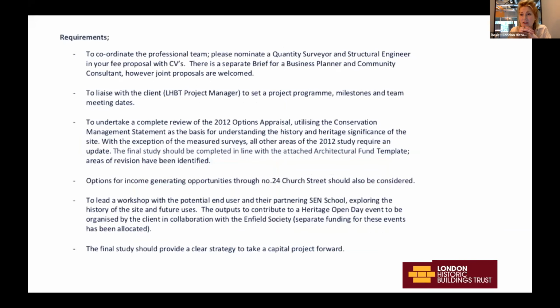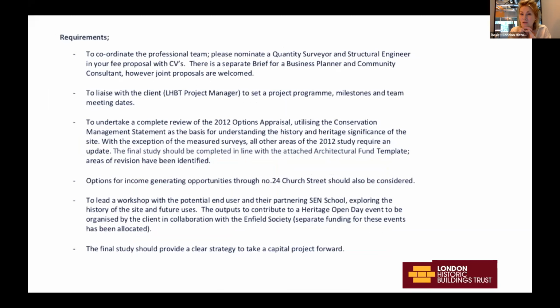What I've just done is I've taken some sections out from the brief for our lead consultant, just to give a sense of what we're asking for when we're tendering for the lead consultant for a study such as this. So earlier I showed you the objectives. We also included a little bit about the requirements, so what we wanted, and I won't go through it all in detail, but one of the key requirements, which is the bottom one here, is that the final study should provide a clear strategy to take a capital project forward.